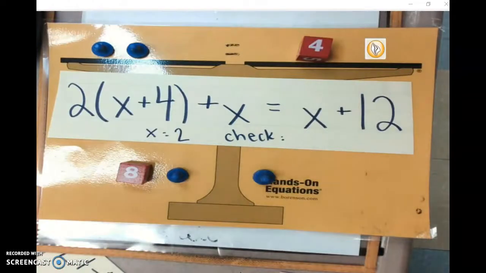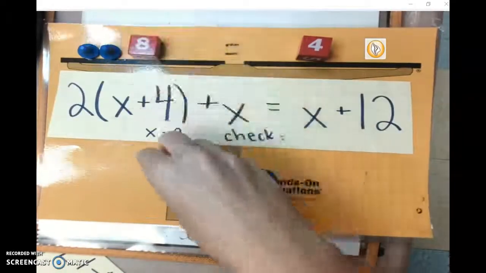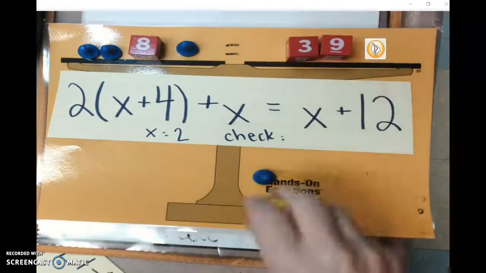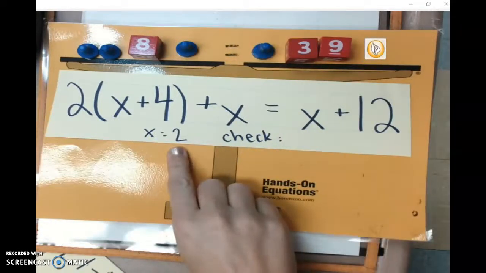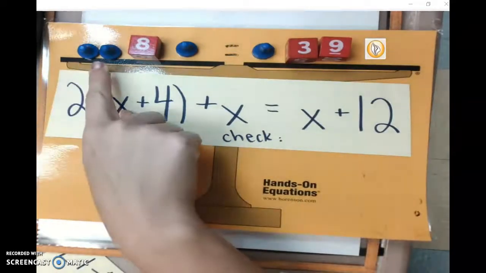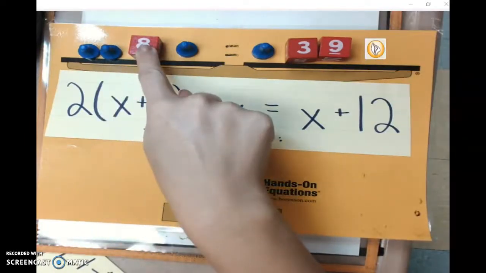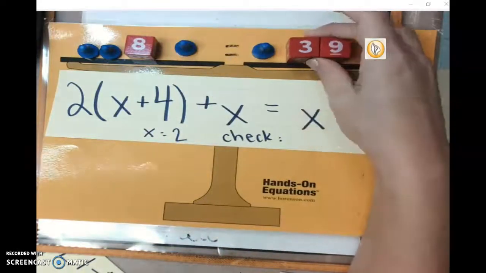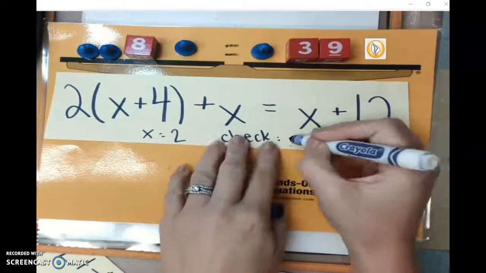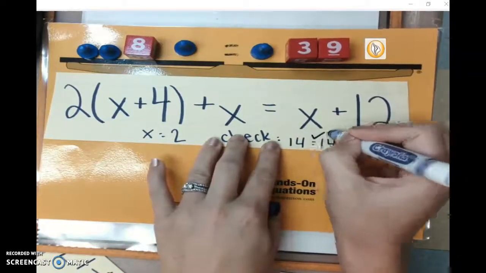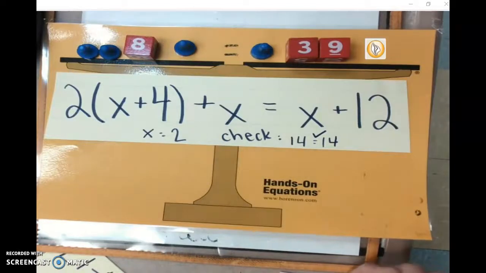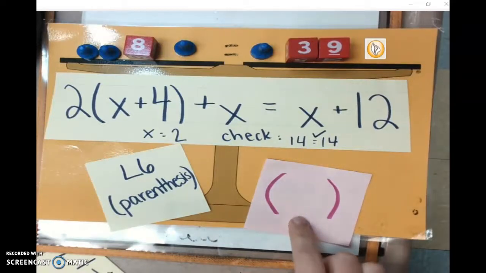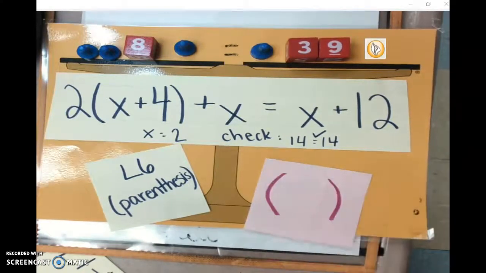When we check, we need to set up our original equation. All right, let's go ahead and check by substituting 2 for x. 2 plus 2 is 4, 4 plus 8 is 12, and 12 plus 2 is 14. Over here we have 12 plus 2 more would be 14, so our check would be 14 equals 14. Okay, mathematicians, you should now be feeling really confident with Lesson 6 and understanding what you do when you come to parentheses in an algebraic equation.